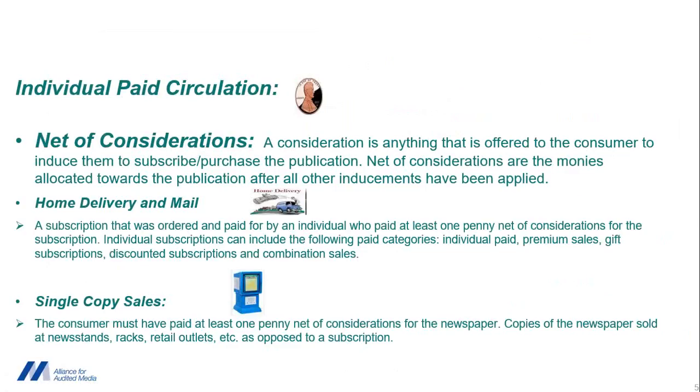So when we're talking about paid distribution for home delivery and mail, those are your subscriptions. And as long as the consumer paid at least 1 penny net of consideration, so you're getting 1 penny for that subscription, it is counted as paid distribution. Next is single copy sales, same principle. The only difference is instead of the consumer paying for a subscription, they're just paying for 1 single unit of your publication. So it's a single copy sale. As long as they paid at least 1 penny net of considerations, it is considered paid single copy.